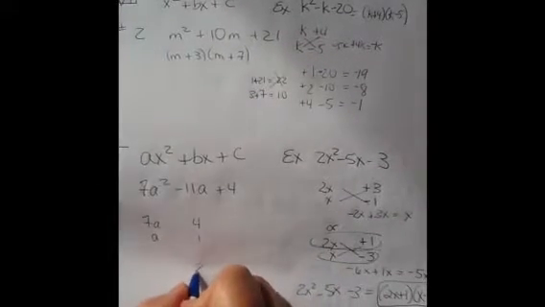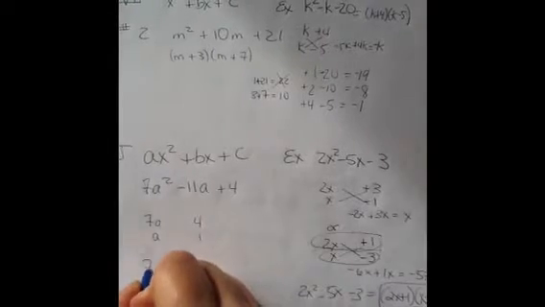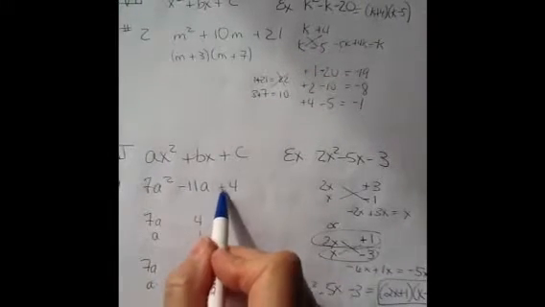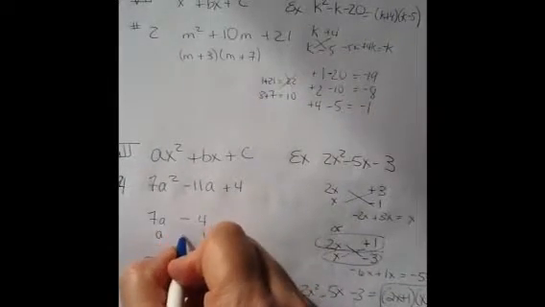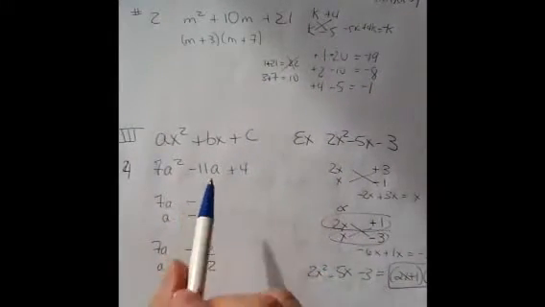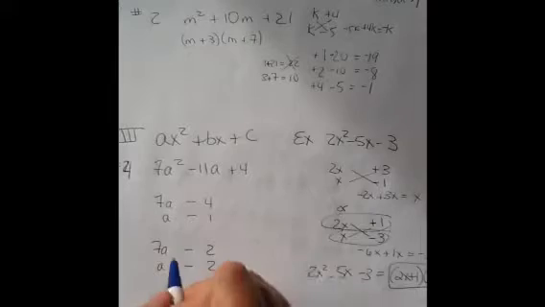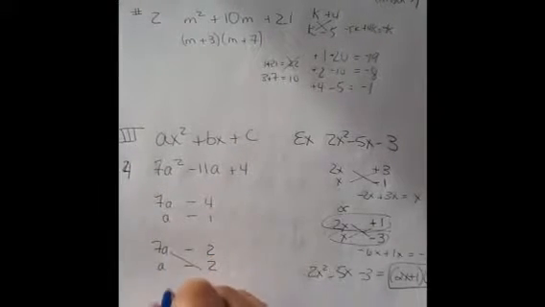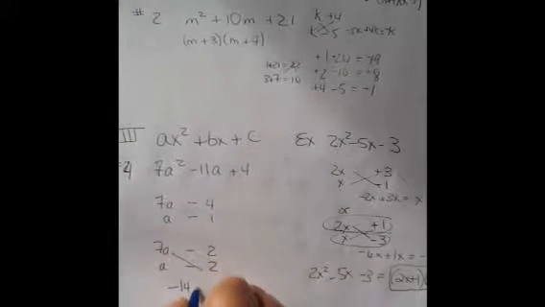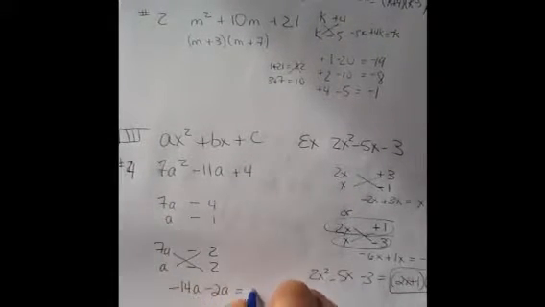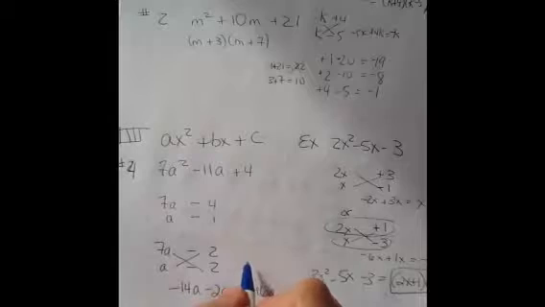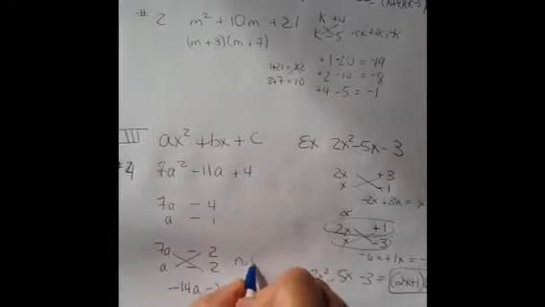It also might be 2 and 2, 7a and a. And I've got this being a positive, so they have to both be negative. So let's see which one is going to give me a negative 11a. If I multiply this together, I get negative 4a, and I get negative 2a, and that gives me a negative 16a. So this one will not work.